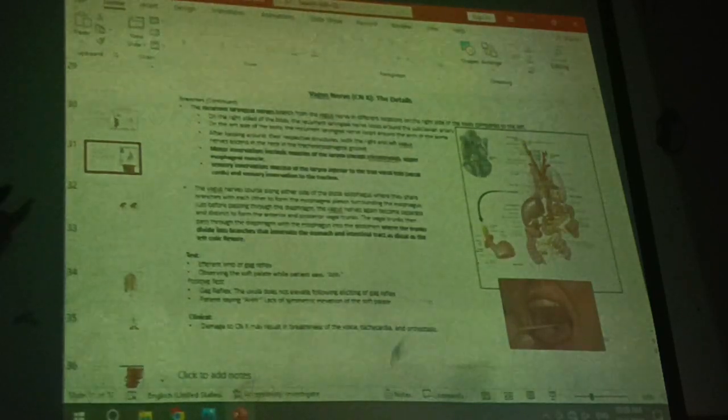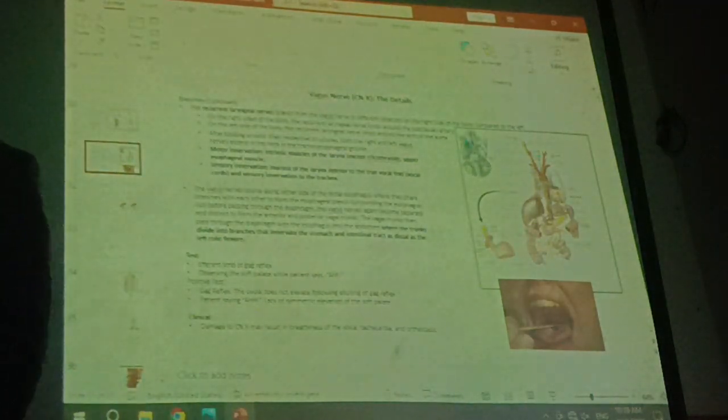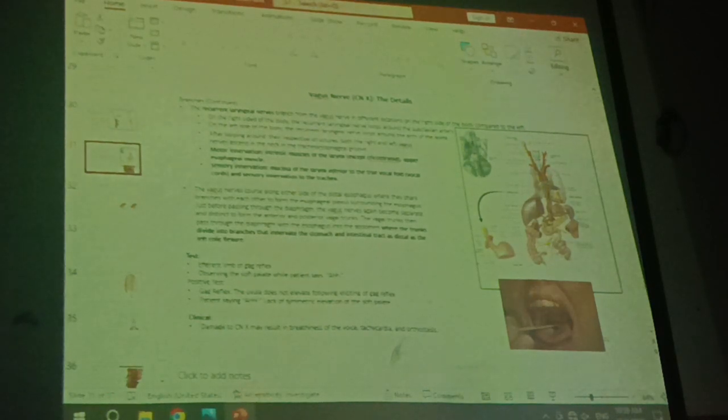Okay? Why is it created? What do you think? Why is this reflex created? During the irritation of the pharynx. Why? To check the function of the muscles of the soft palate. Yes, the function of the muscles of the pharynx.